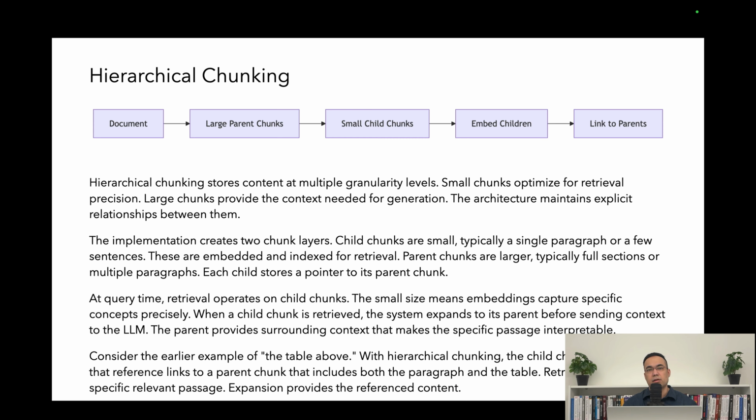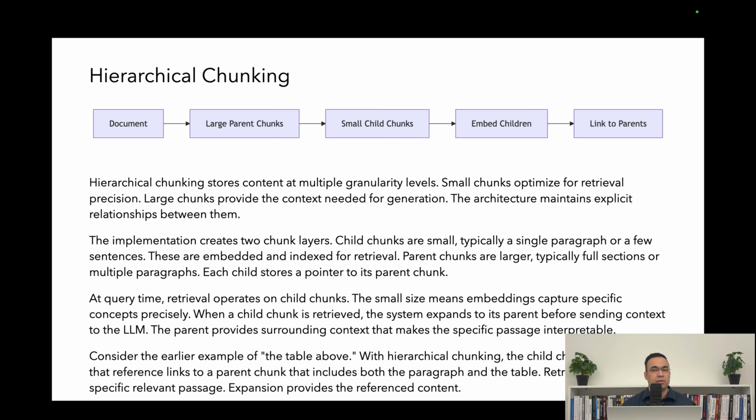Consider the earlier example of the table, which was from the previous slide. With hierarchical chunking, the child chunk contains the reference link to the parent chunk that includes both the paragraph and the reference table. The retrieval finds the specific relevant passage, and the expansion provides the reference content.